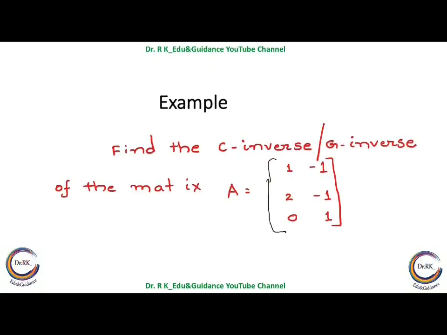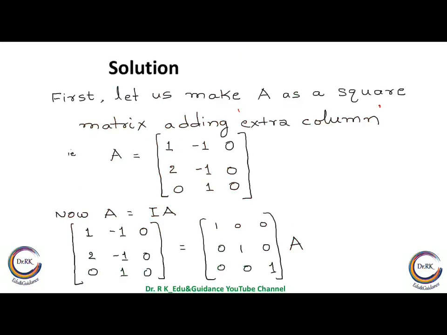It becomes very clear with this example. Find C inverse or G inverse of the matrix A equal to this. What is the order of this matrix? 3 rows and 2 columns. So the first step is to make it a square matrix by adding the required number of dummy rows or extra columns where the entries are zeros. In this case we have a 3 by 2 matrix, so we make it a square matrix by adding an extra column with zeros.